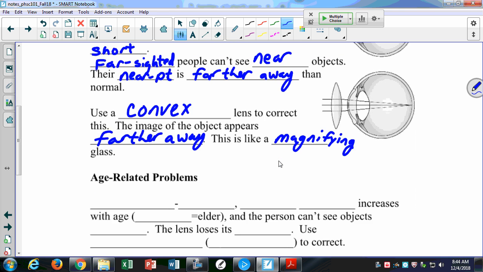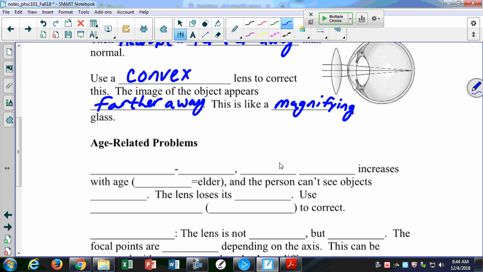So when they do LASIK, what are they fixing? They actually go in and fix the cornea, I think. I'm guessing. I'm not a doctor, so I think it's the cornea. Has anybody ever had LASIK? No? Doctors did. Yes, somebody that I can call. All right.